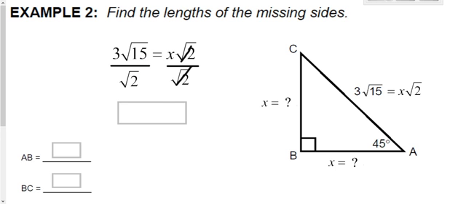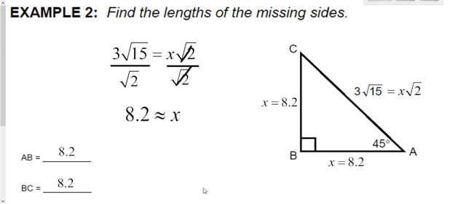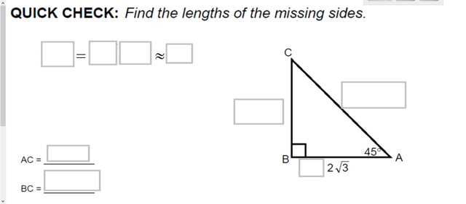Try it with your calculator now. And this rounds to the nearest tenth, 8.2. So now we know x equals 8.2. This side is x, so it's 8.2. This side is also x, so it's 8.2. Our two answers. Again, if you need to pause the video, go ahead and take notes. If you got any questions, let me know.